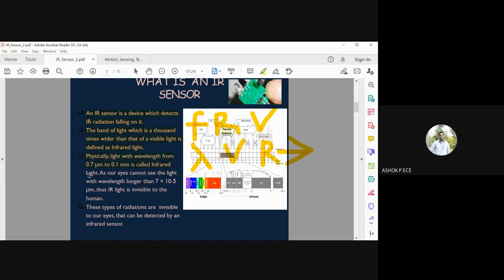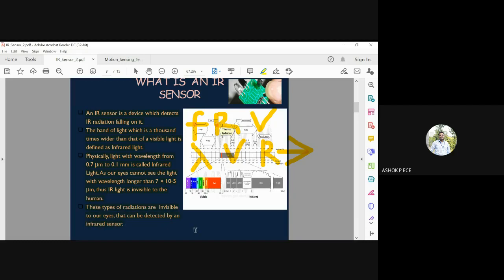So you know that we cannot see the light with wavelength longer than 7 × 10^-5 centimeters, and thus the IR light is invisible to humans. We cannot see the UV also. Our eyes are able to see only the visible wavelengths from violet to red. Anything below violet, ultraviolet, and anything above red, infrared, we cannot see, because our eyes don't have the capability to visualize that wavelength of light. So these types of radiation are invisible to our eyes, and they can be detected by the infrared sensor.